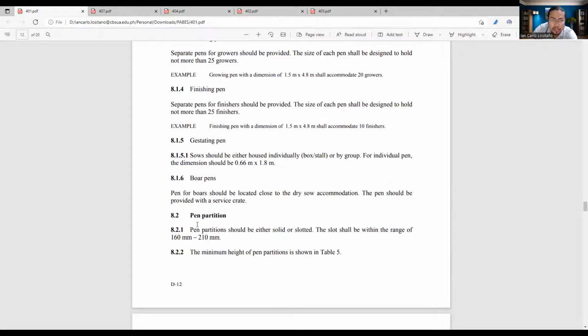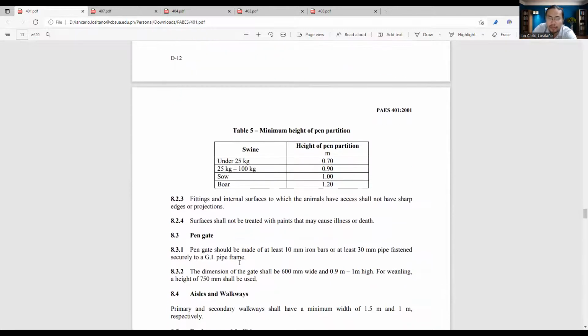Stating pen, this is more recommendatory. Pens for boars should be located close to the dry sow accommodation. Still recommendatory. For the pen partition, the slot shall be within the range of 160 millimeters to 210 millimeters. The minimum height of pen partitions is shown in table 5. This is still dependent on the weight of the swine.